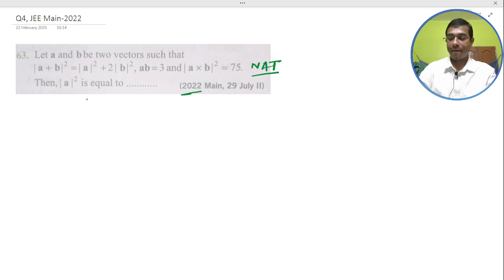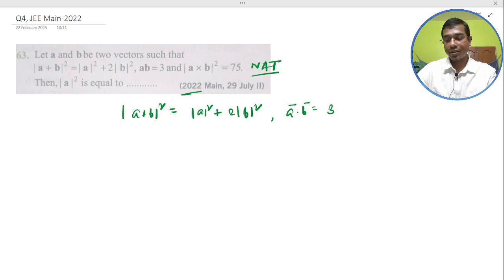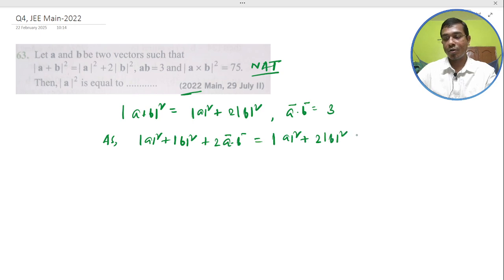So here, given the vector equation that |A + B|² is |A|² + 2|B|² and A · B equals 3, that means |A|² + |B|² + 2 A · B is equal to what? |A|² + 2|B|² + 2 A · B.